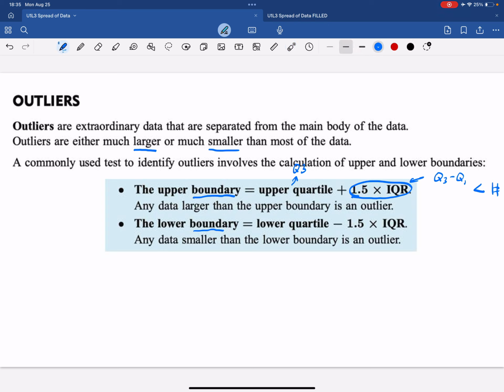The other one is the lower boundary, where we take Q1 minus 1.5 times the IQR. Again, the IQR is Q3 minus Q1. If a value is less than that, it's an outlier. So again, we have Q1 minus 1.5 times the IQR, and up here we have Q3 plus 1.5 times the IQR.